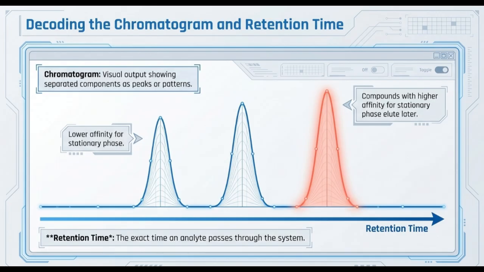This is how we identify unknown compounds. We compare their retention times to those of known standards run under identical conditions. Additionally, the area under each peak is proportional to the amount of that compound present, so a single chromatographic run can provide both qualitative identification and quantitative measurement simultaneously.